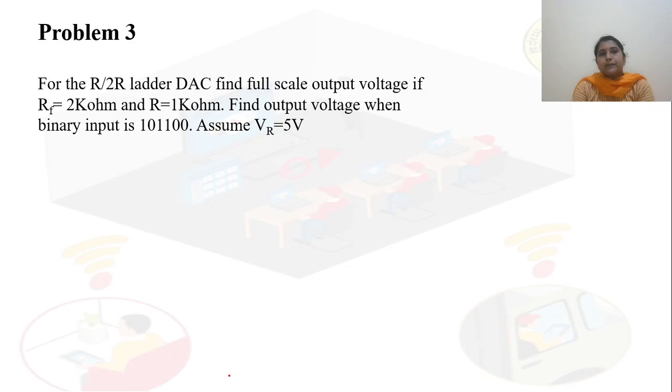In this problem, we have to find out full scale output voltage. What is full scale output voltage? This is the output voltage. Full scale output voltage is the output voltage that the DAC can produce when all its binary inputs or digital inputs are at logic high.